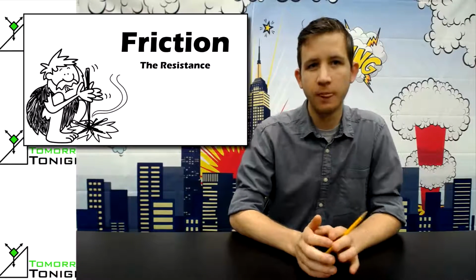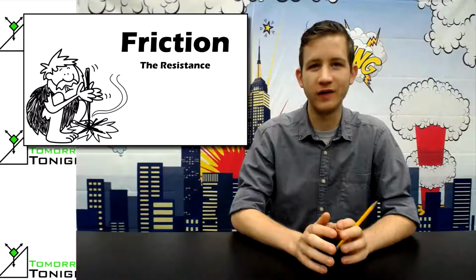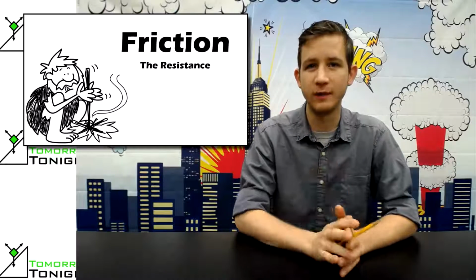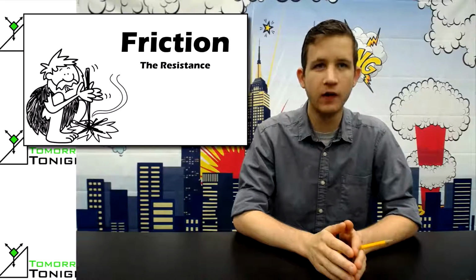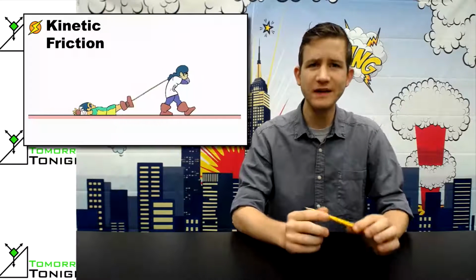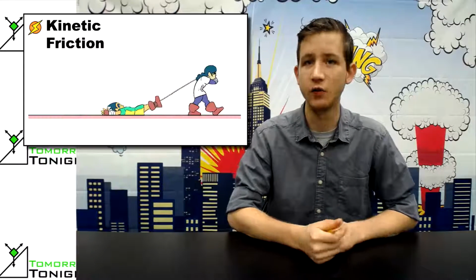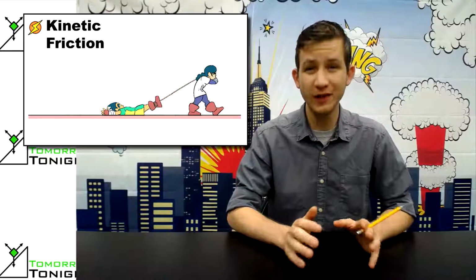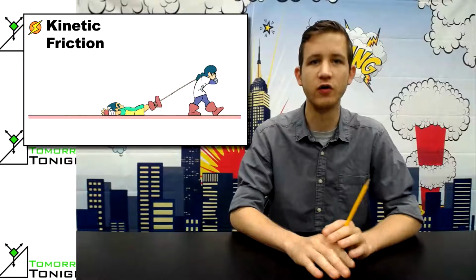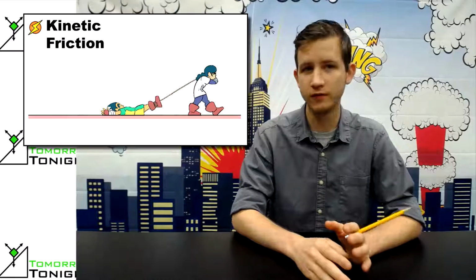Thanks for tuning in. Tonight, we're going to finish talking about friction. For the purpose of our study of physics, there are two types of frictional forces: kinetic friction and static friction. We'll start with kinetic. Kinetic means in motion, just like the kinematic equations. So it should make sense that kinetic friction occurs when an object is moving.